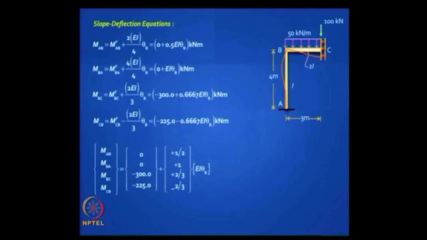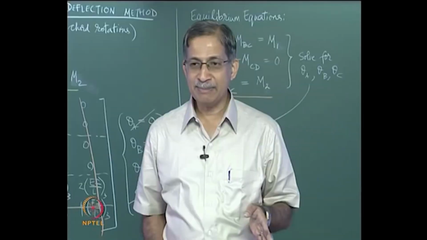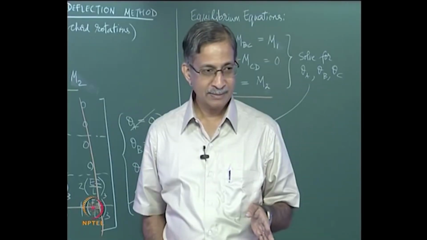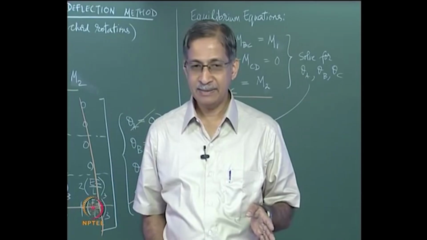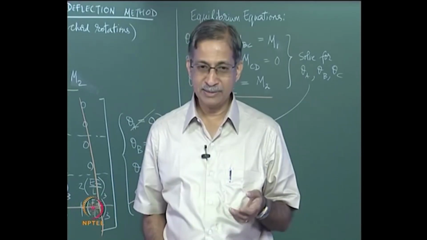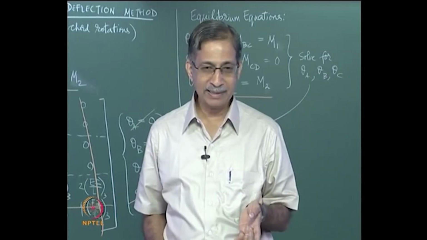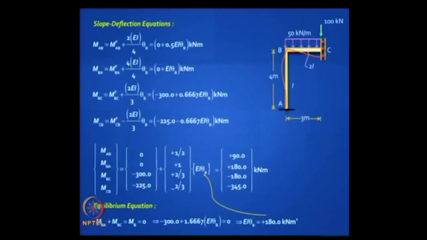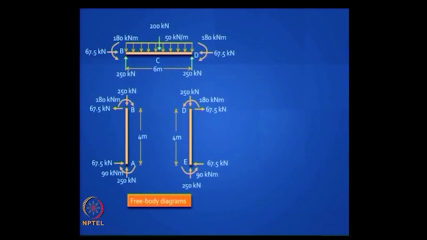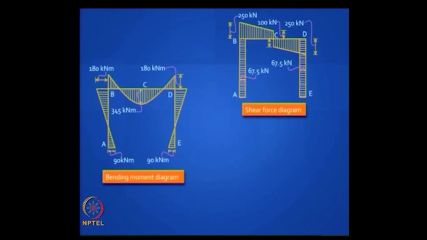What's the next step? Up to this stage, if you do correctly, you won't go wrong. What's the next step? Equilibrium. What's the equilibrium? M at B is 0, which is MBA plus MBC is 0, right? Because there is no net moment acting there. Substitute, solve the equation, you get EI theta B, then plug it nicely into those equations, you got the answer, then draw the free body diagrams. All this you know, we have done the same problem, shear force diagram and bending moment diagram.